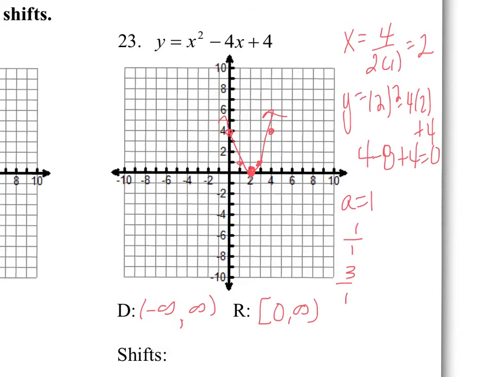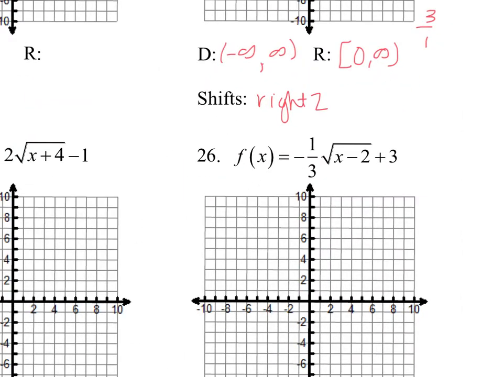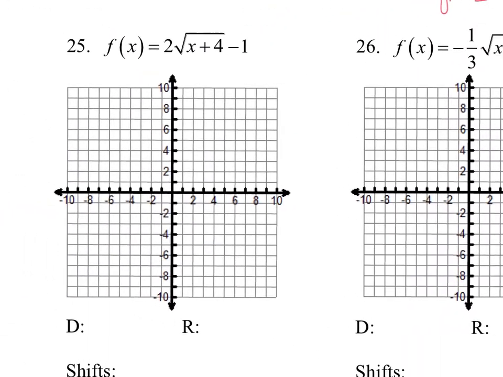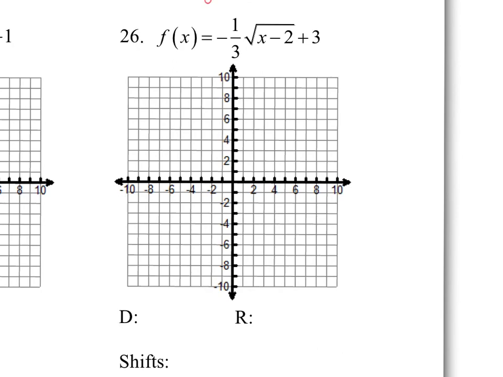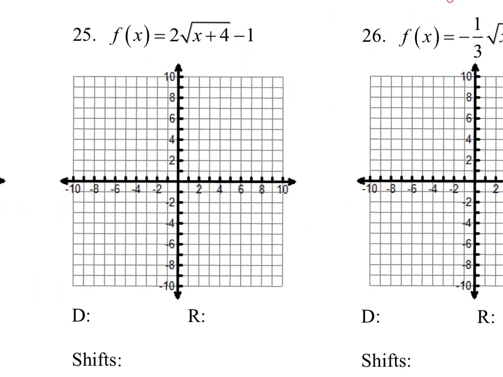Okay. And the shifts, there's just right 2. There weren't any other shifts on our parabola. Okay. All right, let's go down to number 25. This is a square root function.